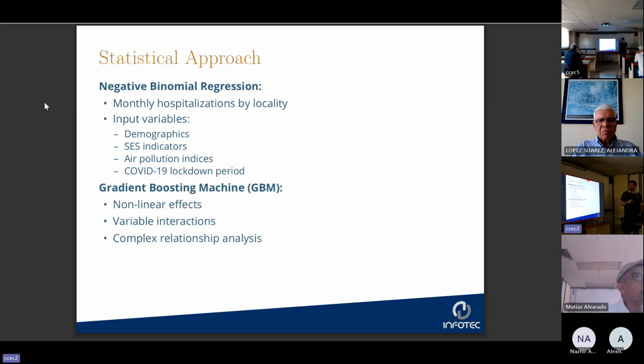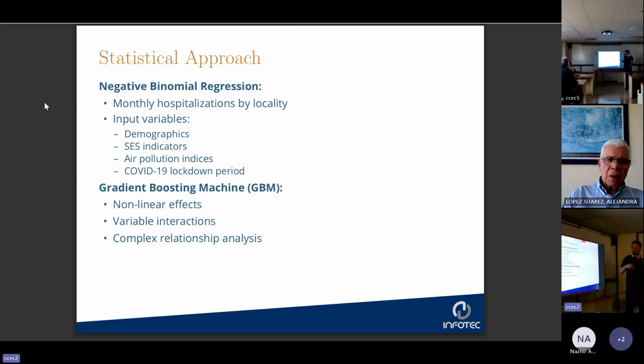For modeling, to model the number of hospitalizations we use negative binomial regression with monthly hospitalizations by locality. Our input variables include demographics, SES indicators, air pollution, and an indicator variable for the COVID-19 lockdown, because during COVID the number of hospitalizations increased in almost all diseases. So we include this as a dummy variable in order to compensate for that, and not be able to include 2020 in the results. We also study nonlinear effects using gradient boosting, and with that we were able to study variable interactions.